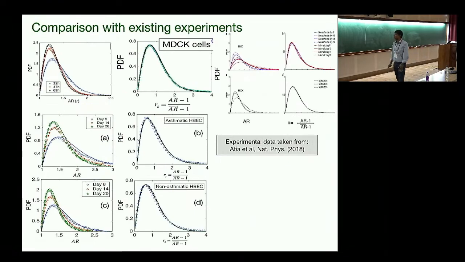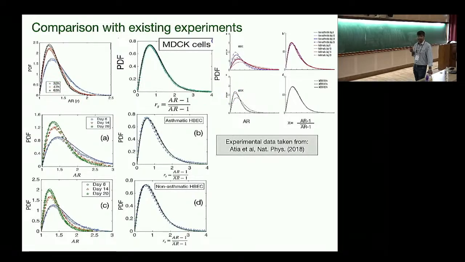Okay, so now let's look at the comparison with experiments. Here I'm taking the data from this Nature Physics paper, which motivated this work actually. Here I'm taking the data from MDCK cells. These symbols are the data from the experiment, and the lines are our theoretical fit.